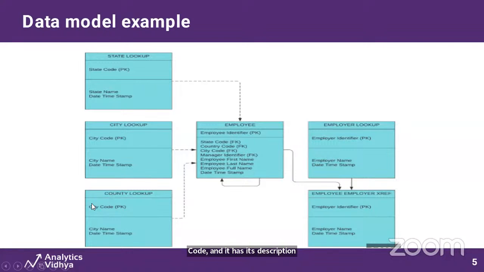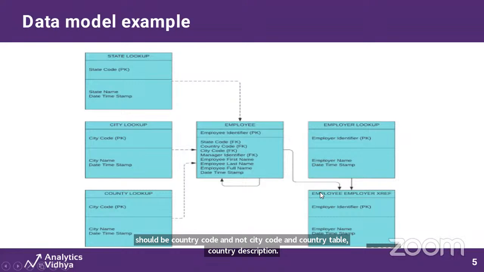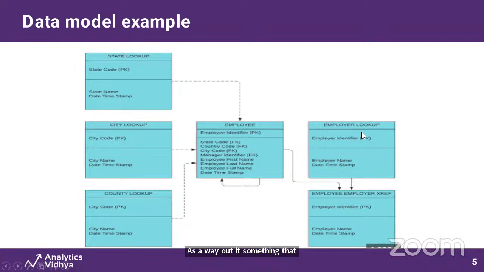Now you have the country table again. Sorry, I think this is a mistake. It should be country code and not city code. And country table, country description as over here. It's something that is wrong. Then we have employee lookup, where we have employee identifier and his description.